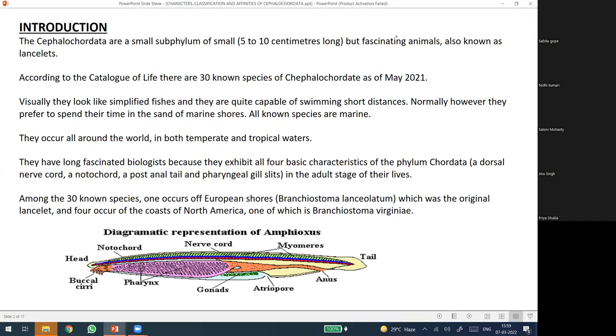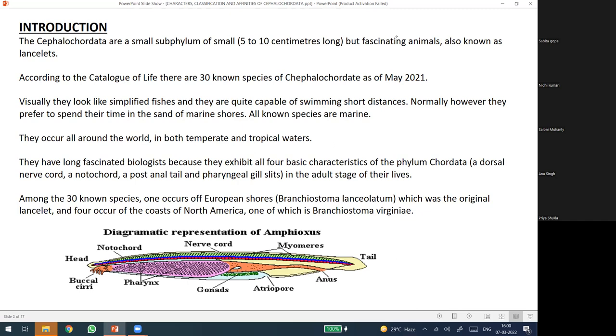This is the typical sac-like pharynx with numerous pharyngeal gill clefts. This is the position of the gonad, and typically it has three openings: the mouth, the atriopore, from where the water comes out, and the anus, the outer opening of the digestive system. This is the post-anal tail. So they hold a fascinating position for biologists, typically showing all chordate characters in their typical forms.